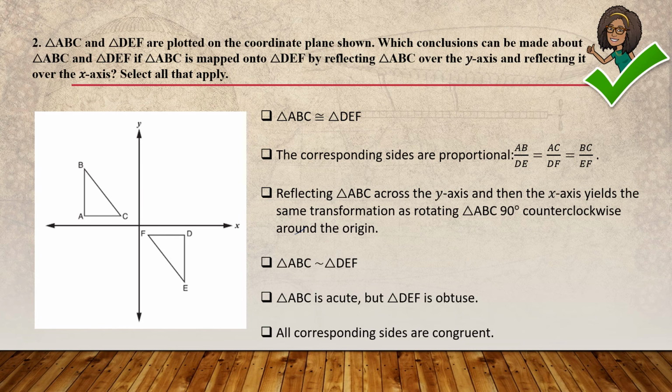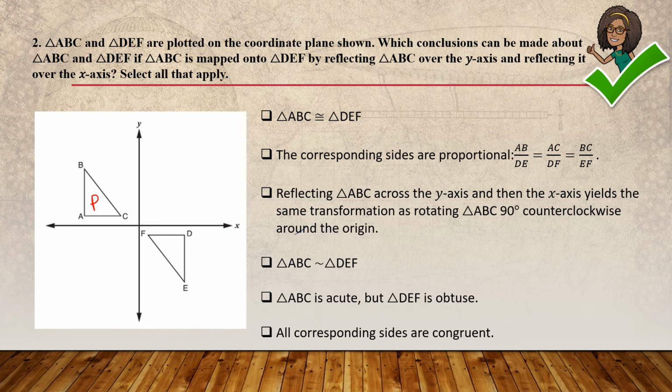Okay, number 2 says triangle ABC and triangle DEF are plotted on the coordinate plane shown. Which conclusions can be made about triangle ABC and triangle DEF if ABC is mapped onto DEF by reflecting ABC over the y-axis and reflecting it over the x-axis? Select all that apply.